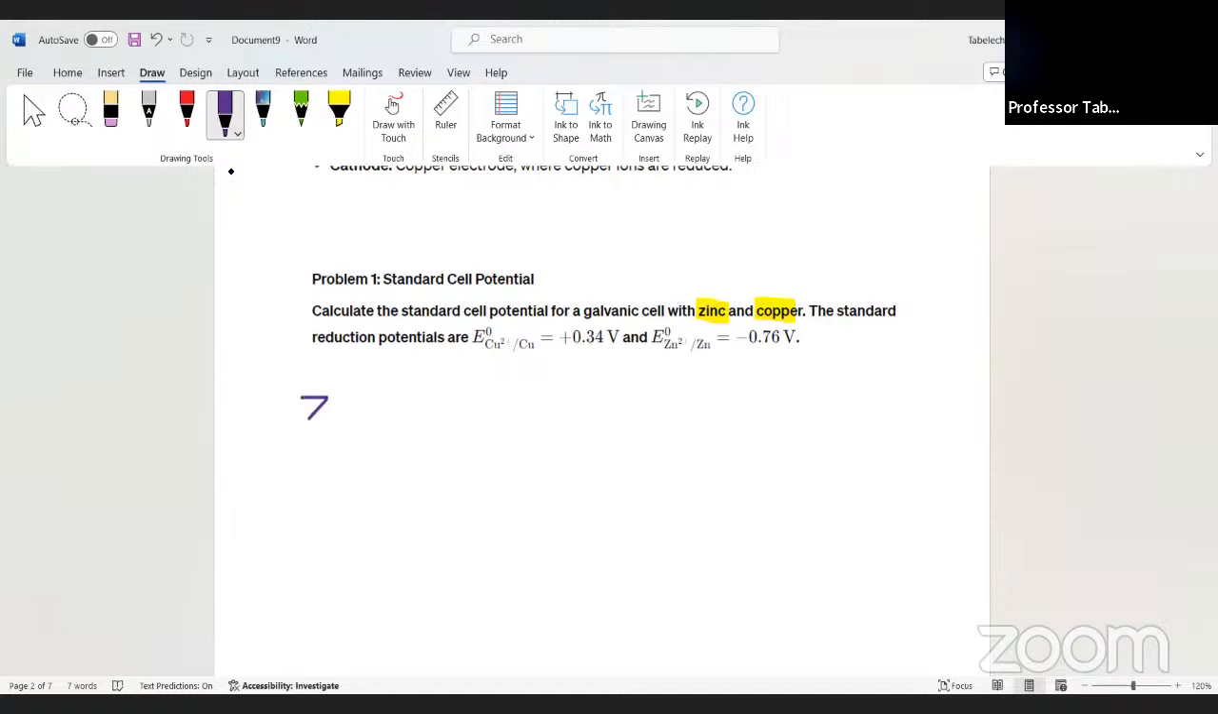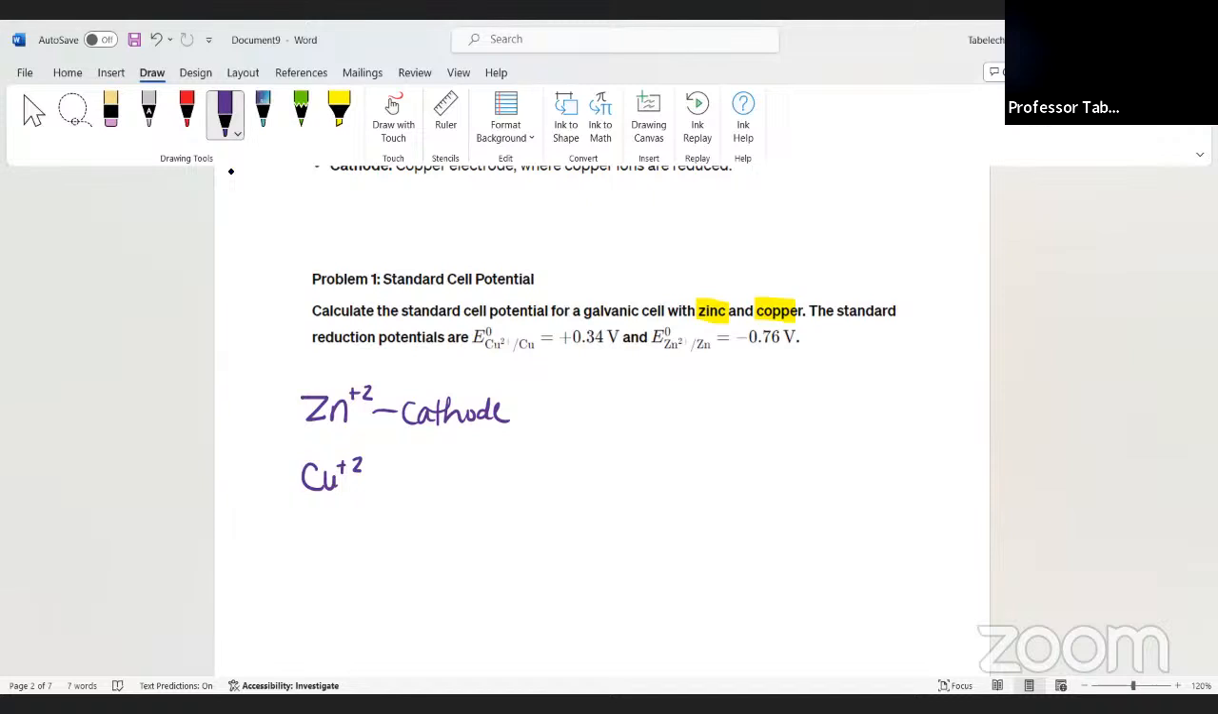Zinc, you have zinc, which has a +2 charge. Sorry, guys, can't see that part. And then you have copper with the +2 charge as well. But because zinc is further right, that's going to be the cathode. And because it is the cathode, I'm going to show you all how to write it out in terms of arrangement.